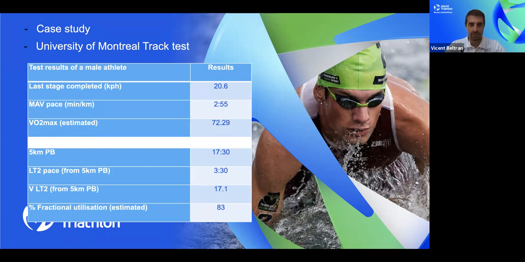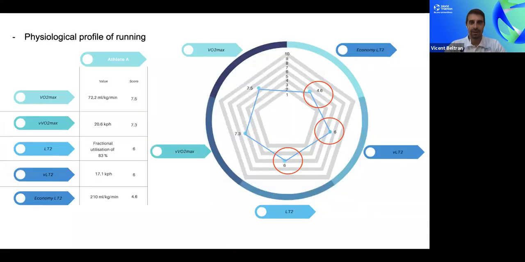It's the last number you have on there. All this information is obtained from the University of Montreal track test and from a 5K personal best, which is not much, but gives you a lot. Then we transferred all the data to our unique physiological profile. You can create your own one, just on an Excel spreadsheet.